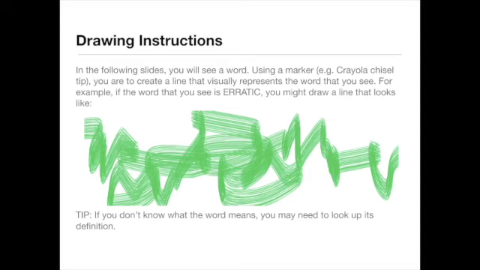Okay, so I'm going to give you a few seconds here to get yourself set up. You're going to need something to draw with as well as your sketchbook, and then we'll get started. Okay, so if you need a minute, pause the video here.